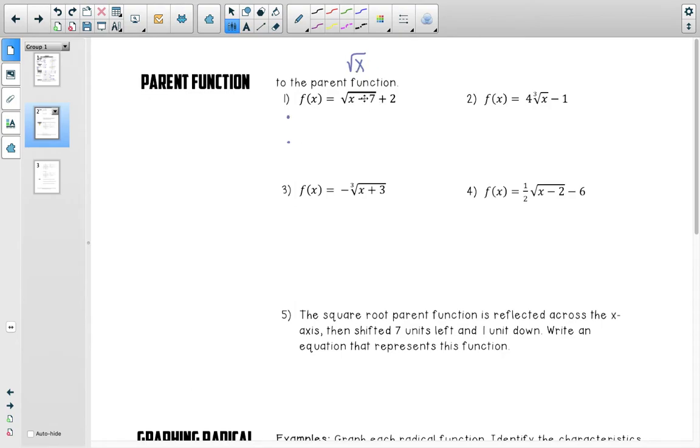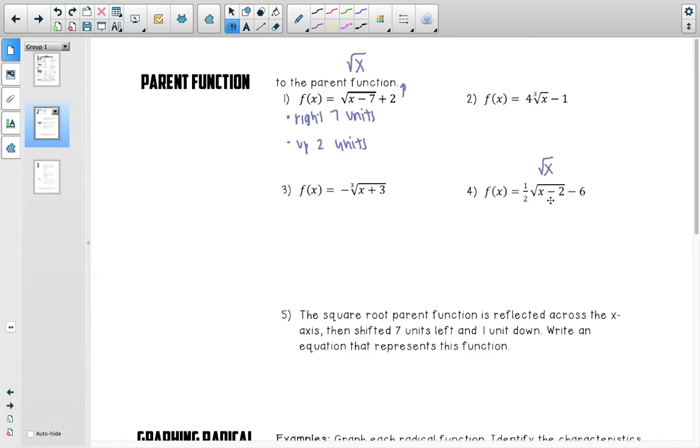Anything under the radical is going to move it left and right. So since it's -7, it's the opposite. So this is actually going to move it right. And I'm going to put U for units, 7 units. Anything outside the radical, not in it, is going to move it up or down. So this one's going to move it up 2 units. Okay, so this should be something that you kind of remember, I would hope, since we kind of did this already. Let's get down to 4 because this is a square root function.